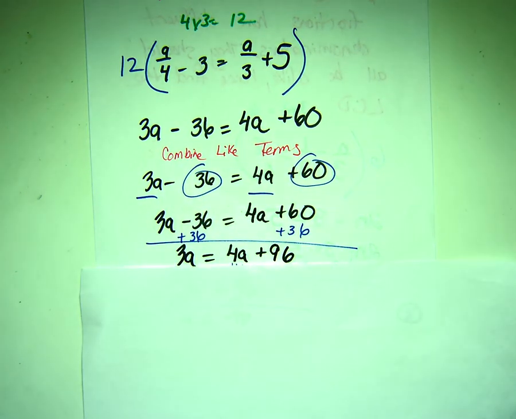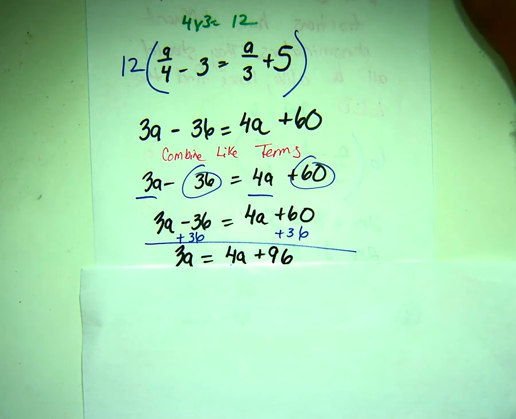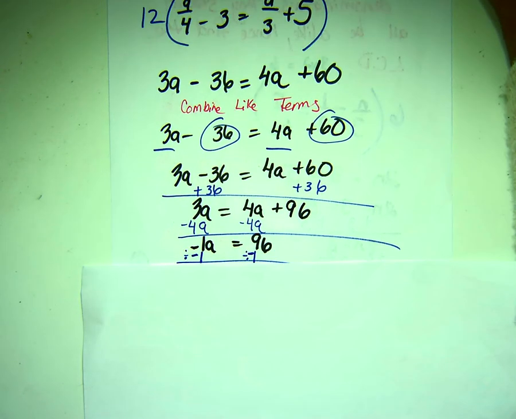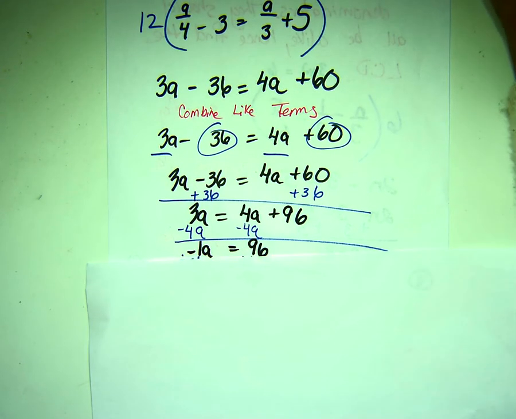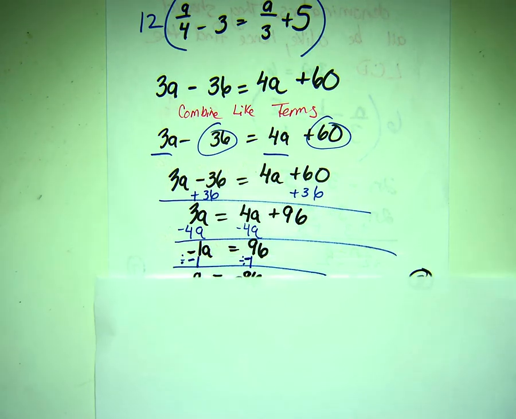Notice how the 3a is already completely by itself, so we're going to subtract 4a from both sides. Now, it is okay to have a negative variable. That's fine. Notice how I brought down my 96. Now I'm going to divide both sides by negative 1. A negative divided by a positive still gives you a negative, and a positive divided by a negative still gives you a negative. So your final answer is negative 96.